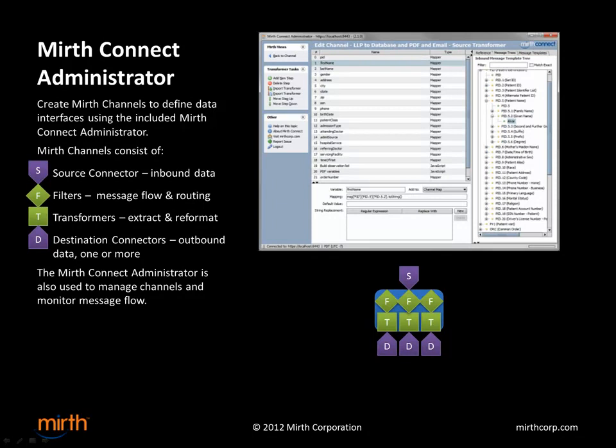Generally, what you're going to be doing is creating channels and deploying them, and channels you can think of as an interface that has a single source connector, filters, transforms, where you filter a message out, decide whether or not you want to process it, then you transform it, extract data, reformat the data, move it around, modify it, and then send out to one or many destination connectors, maybe write some information out to a database from the message, and then send the entire message on over LLP to a different hospital. The Mirth Connect administrator is also used to manage channels, and so to start them, stop them, redeploy them, and monitor the message flow through these channels.